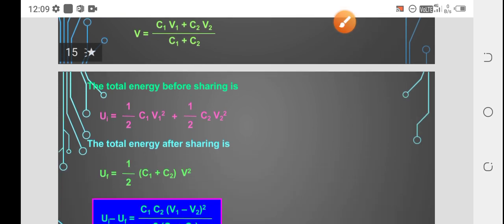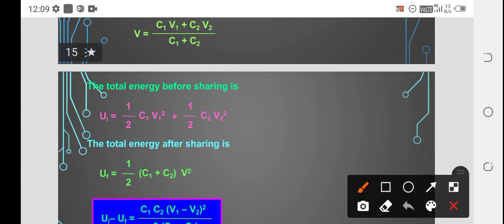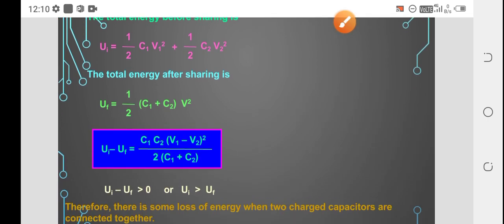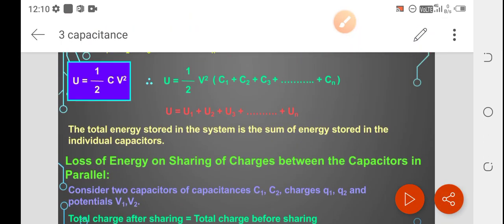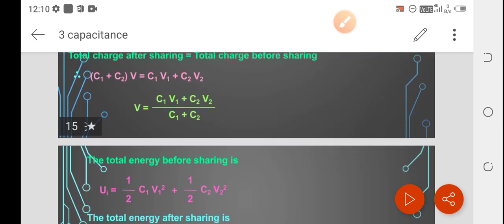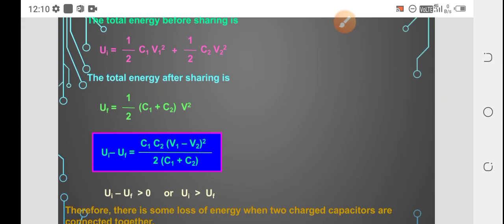Now, total energy before sharing, U equals 1/2 C1 V1 squared plus 1/2 C2 V2 squared. Now simplify this, where 1/2 is common. Taking V1 equal to V2, we get 1/2 (C1 + C2) V squared. Now, after further simplification, this is about the initial value, and this is about the final value. You can see initial and final, before sharing and after sharing.